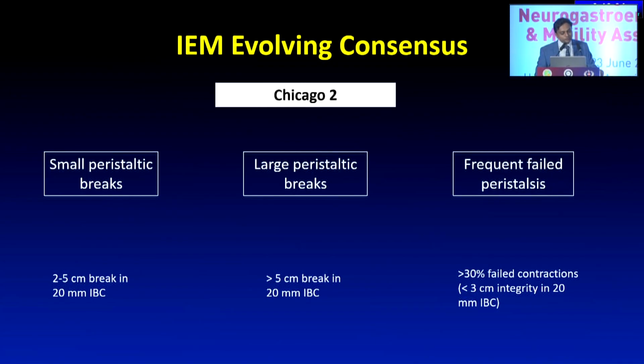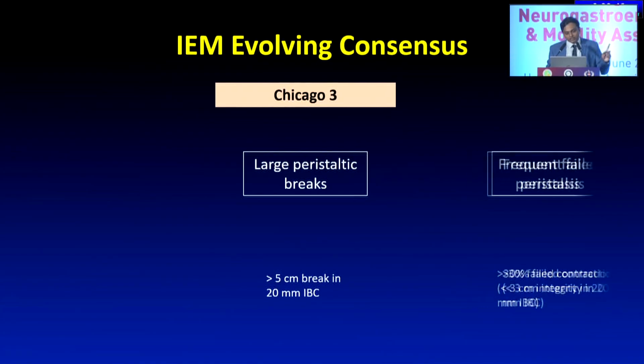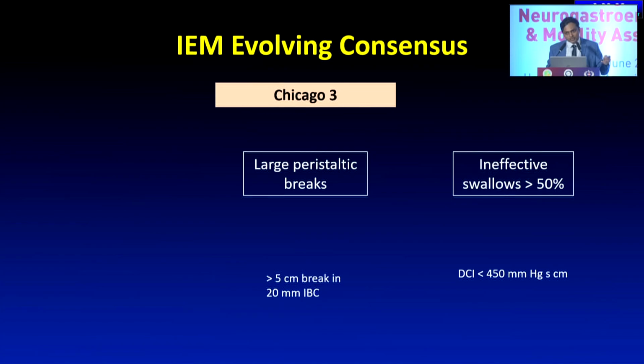In Chicago 2, there were small peristaltic breaks, that is 2 to 5 centimeter breaks in the 20 millimeter isobaric contour, large peristaltic breaks, that is more than 5 centimeter breaks, and there was also something called frequent failed peristalsis, that is more than 30% failed contractions with less than 3 centimeter integrity in the 20 millimeter isobaric contour. In Chicago 3, the small peristaltic breaks went away. The frequent failed peristalsis was replaced by an entity called ineffective swallows. So ineffective swallows is when your DCI is less than 450 millimeters of mercury.